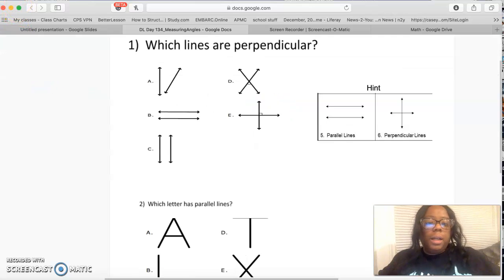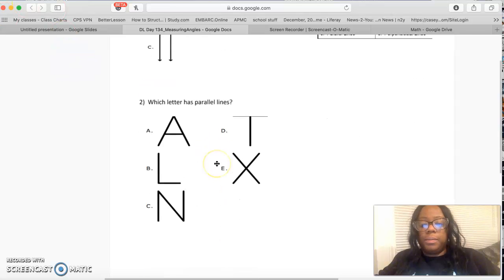Alright, so I went ahead and I put a hint over in the sidebar for you which lines are perpendicular. Number 6 says perpendicular lines. It gives you an example. We know that perpendicular lines have 90 degrees going all the way around. So we definitely know that E is our answer to number 1.